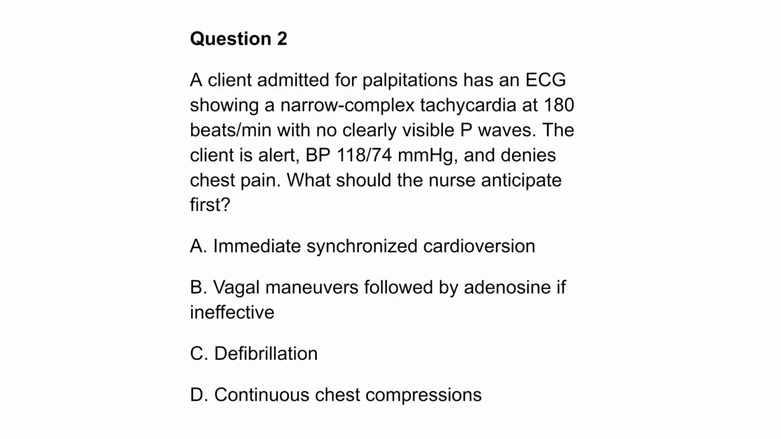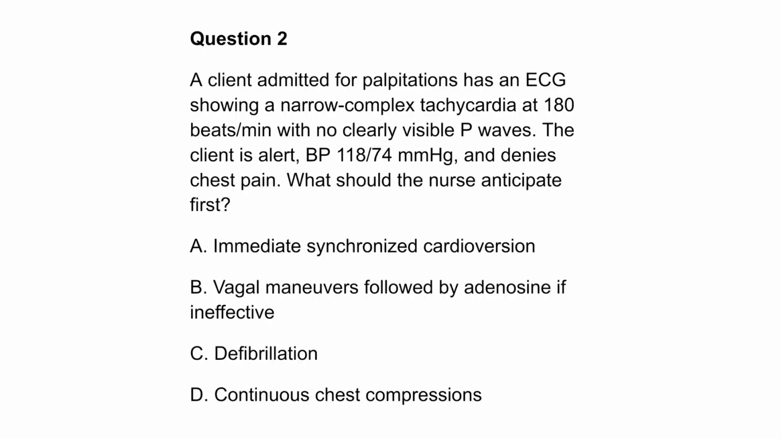Question 2. A client admitted for palpitations has an ECG showing a narrow complex tachycardia at 180 beats/min with no clearly visible P waves. The client is alert, BP 118/74 mmHg, and denies chest pain. What should the nurse anticipate first?